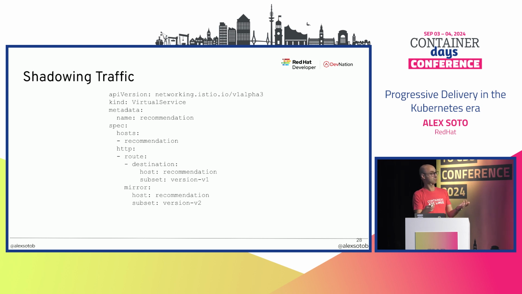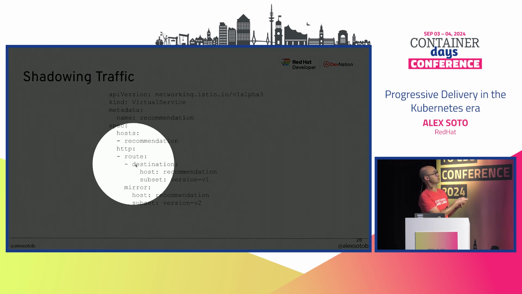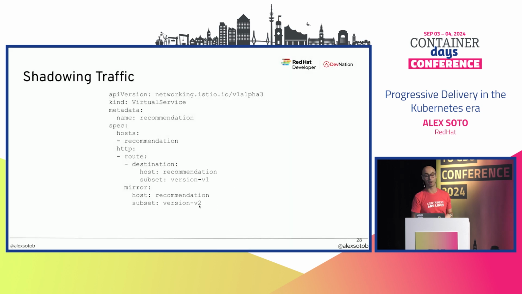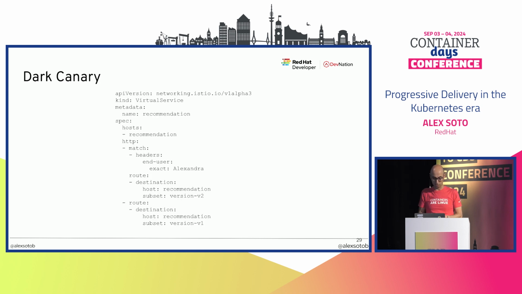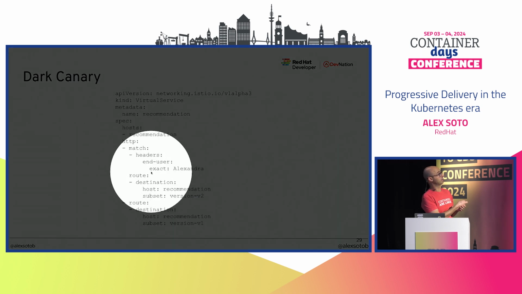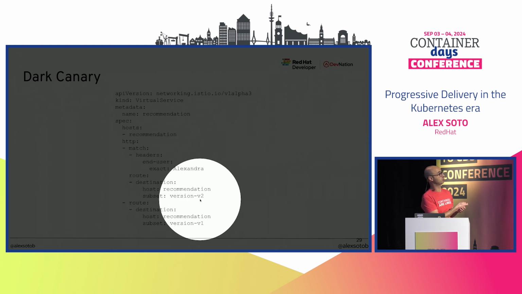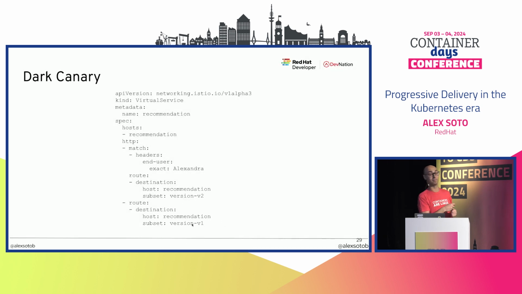It seems really visible. You say, hey, look, I've got a service recommendation. This is version 1, and I want to mirror the request from version 1 to version 2 as well. Easy to do. It's just a YAML file, and you do not need to implement anything on your own. And the same with the dark canaries. I could say, hey, look, if I've got a header named end user, and the end user is Alexandra, then send it to v2. If not, send it to v1. Easy to implement. It's just a YAML file.